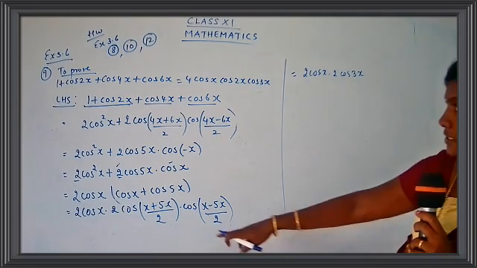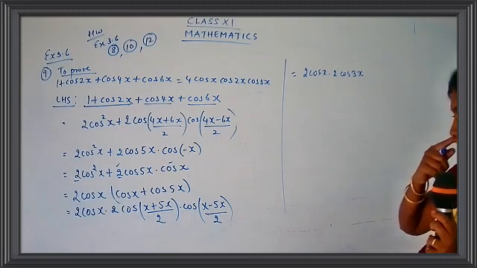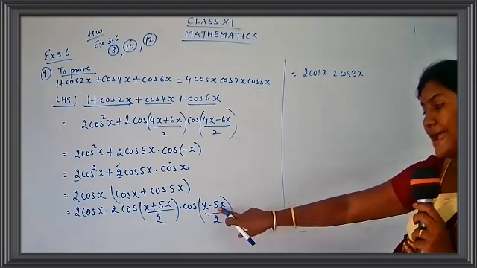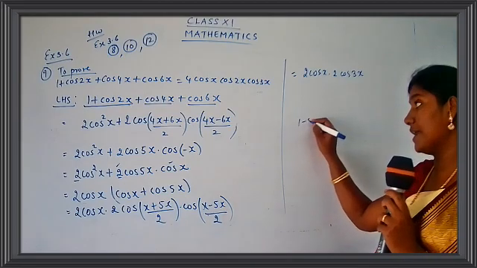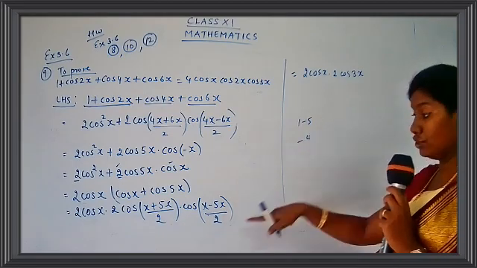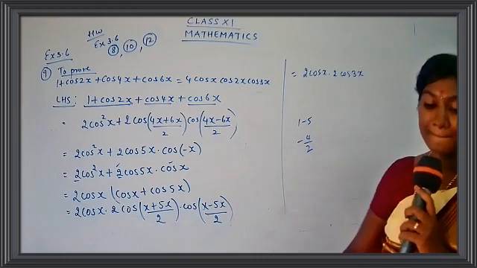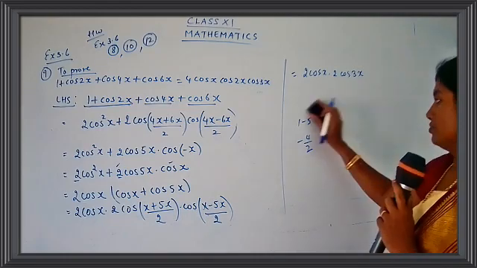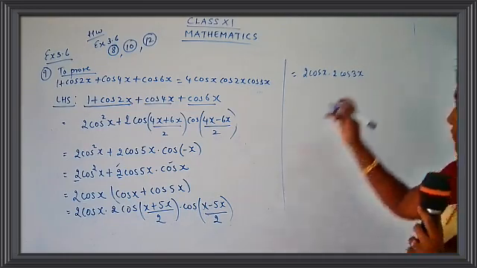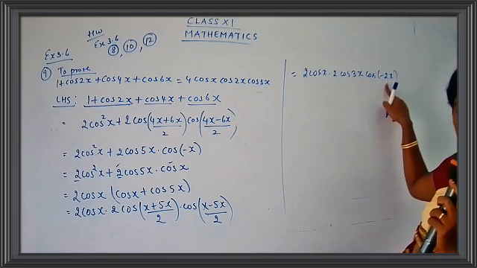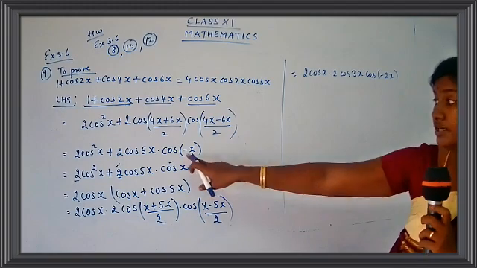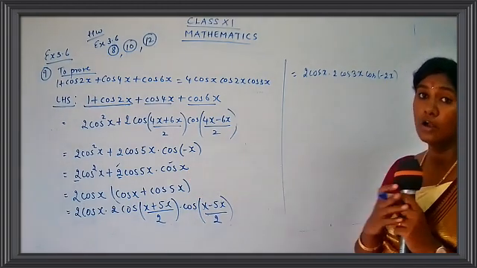Okay. This is cos of x minus 5x, that is 1 minus 5, that's minus 4 by 2. So minus 4 by 2 means minus 2x. So I'll just get here cos of minus 2x. You know the value for cos of minus 2x because we have just used here. Cos of minus theta will be cos theta.